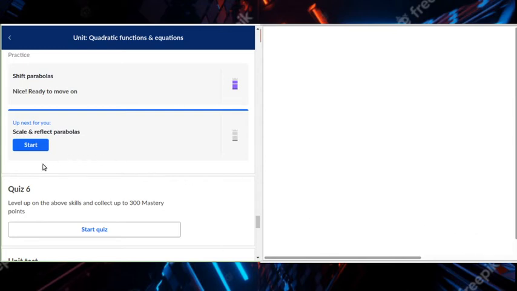Okay, so this is our last thing to do in the quadratic functions and equations unit, and we're going to scale and reflect parabolas. Last time we were translating them around, not scaling them in one direction, not making them bigger or smaller, not reflecting them, flipping them. But we're going to start doing that.